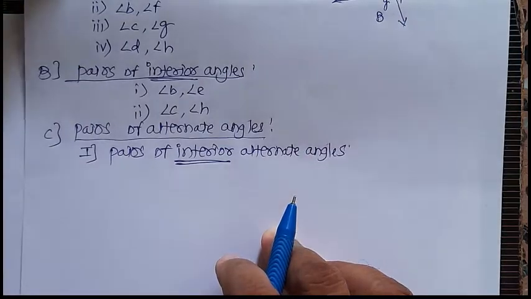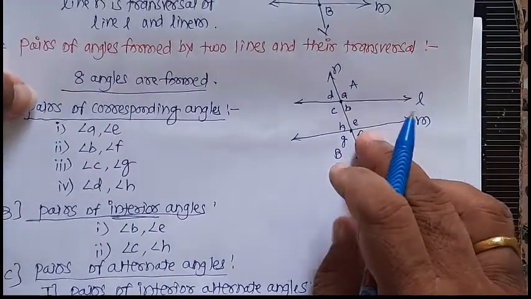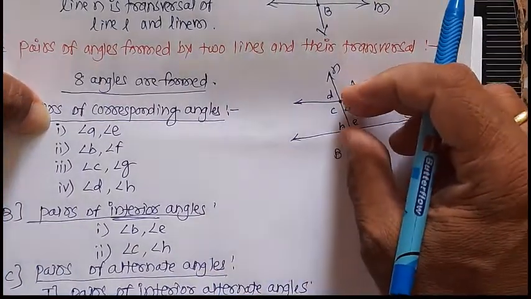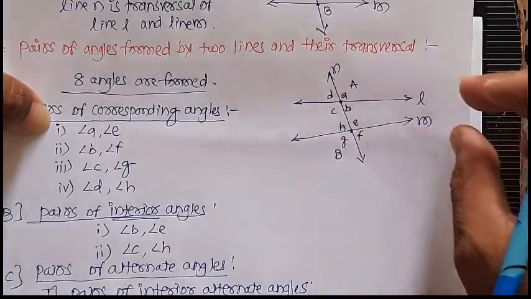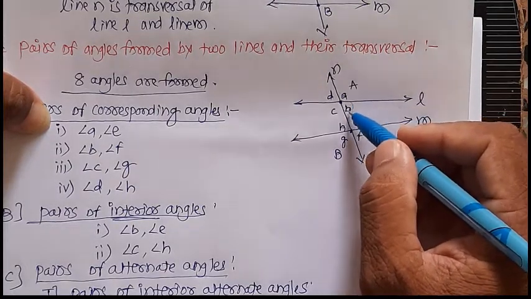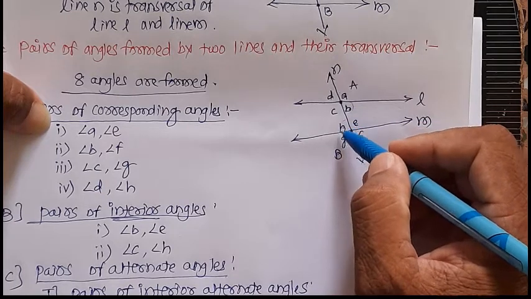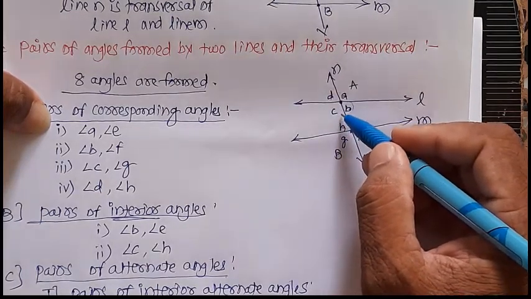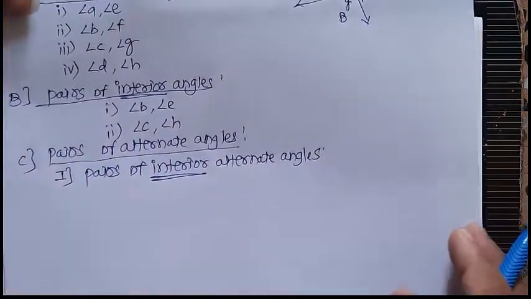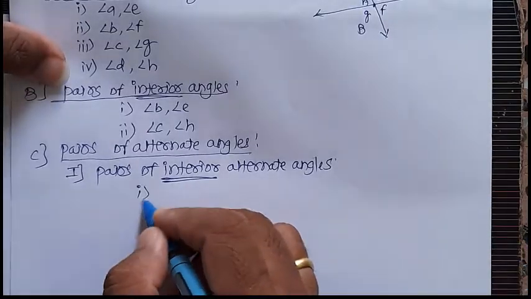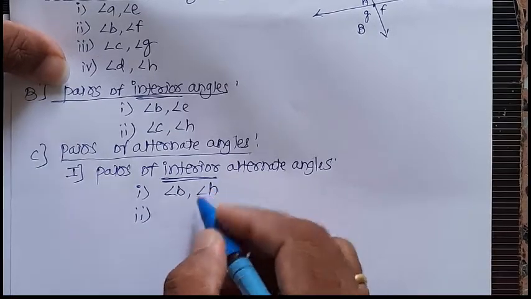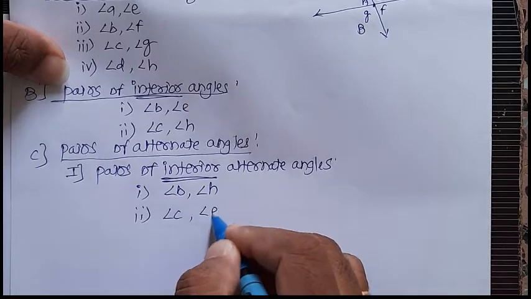As we see in the figure, interior alternate angles means, here the word interior is there, so we take again pairs in between these line L and line M. Alternate we have to take here. If you take angle B, then its alternate angle will be angle H, and if you take angle C, then its alternate angle will be angle E. So we can write the two pairs of interior alternate angles as angle B, angle H and angle C, angle E.